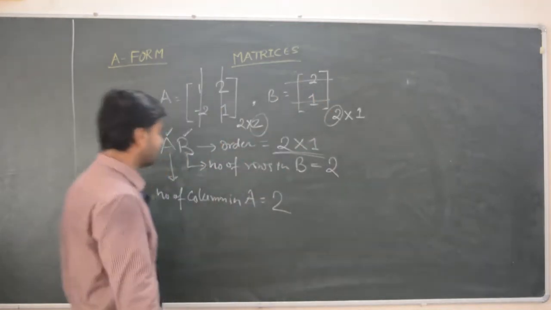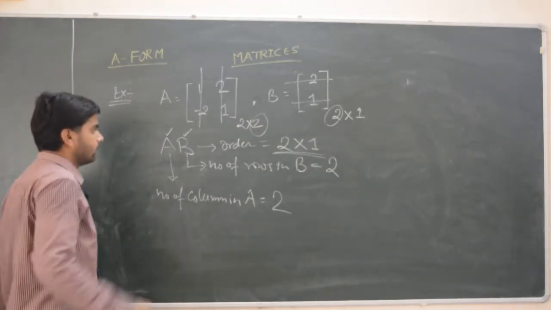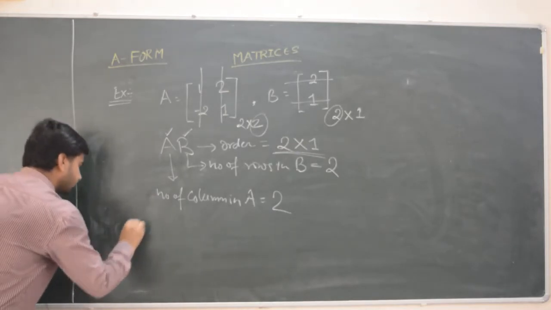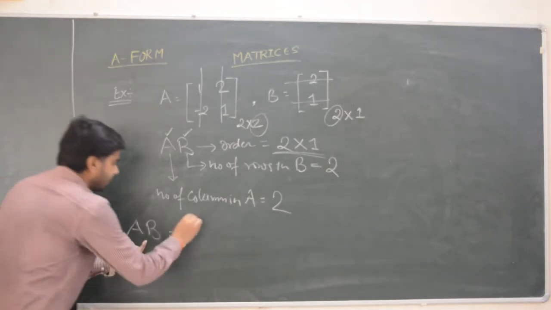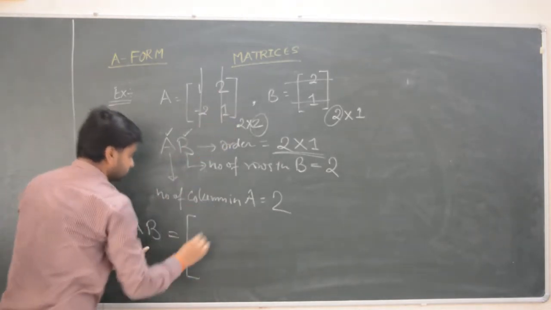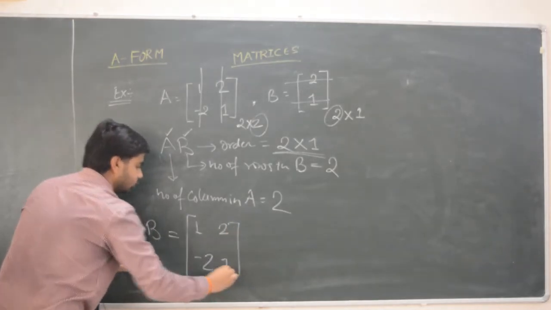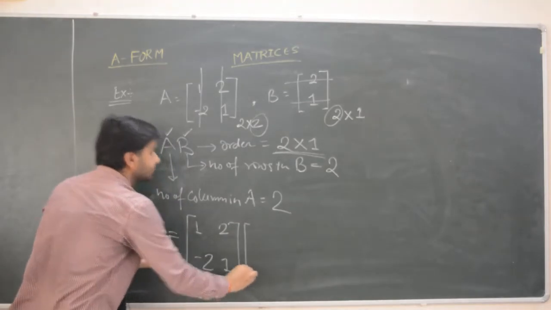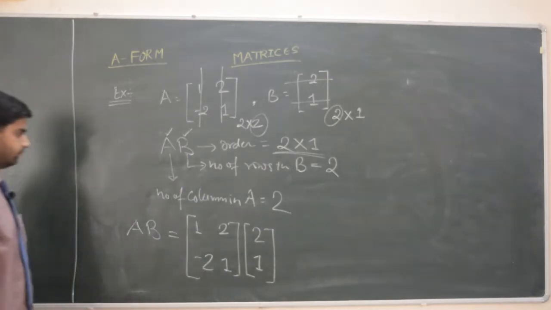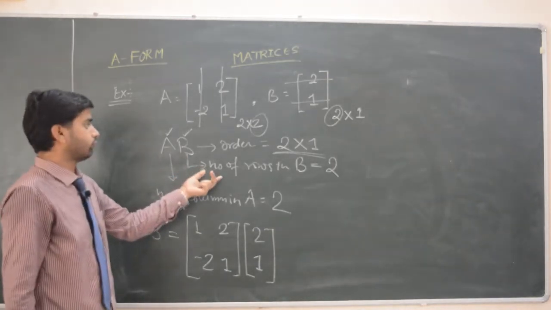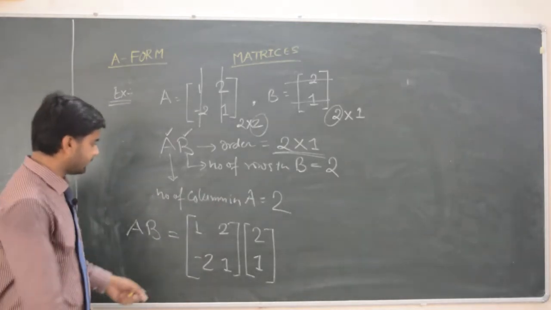Okay, so we are going to multiply this A with B. We want to calculate AB, so write down the value of A, and A is 1 2, minus 2 1, and write down the value of B. The value of B is 2 1. Next we will check that the number of columns is equal to the number of rows. Now we will multiply.